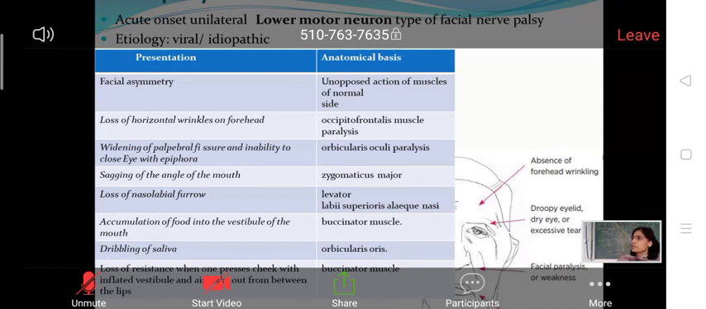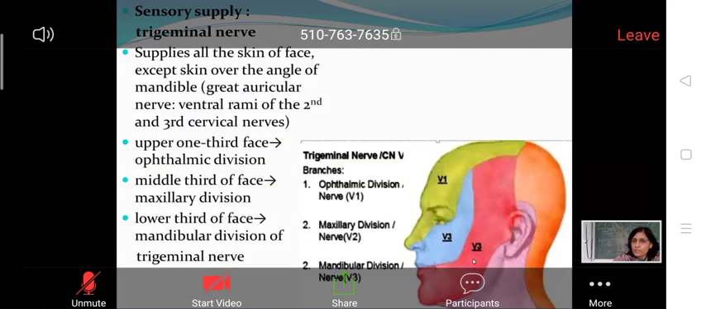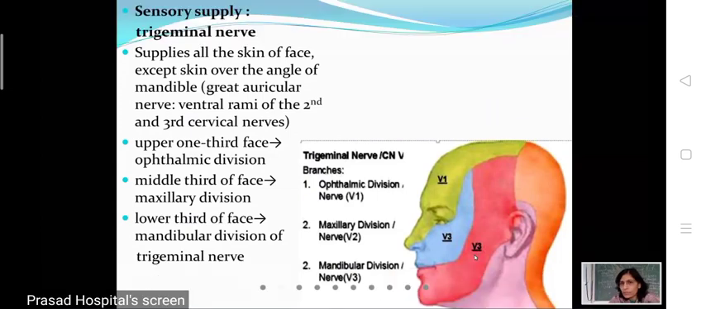And because the person applies it, there will be accumulation of food into the vestibule of the mandibular division. And you can appreciate here one thing, that the area of distribution is not in a straight line. It is in a curved manner, going upwards and backwards. Why is it like this? Because during development of the brain, the brain develops in this manner.